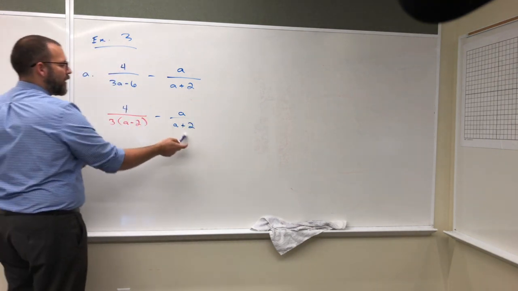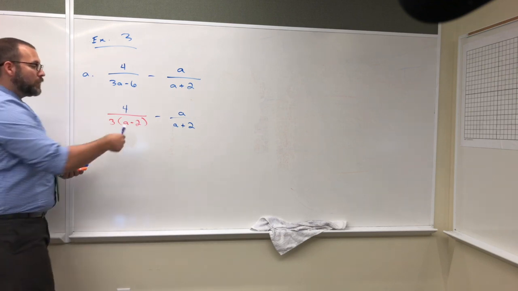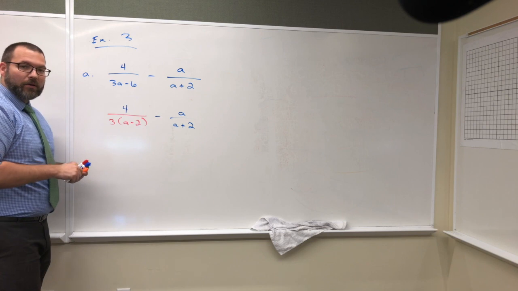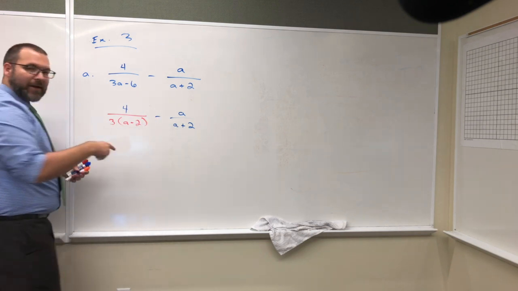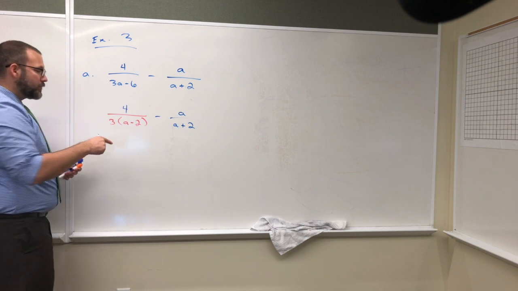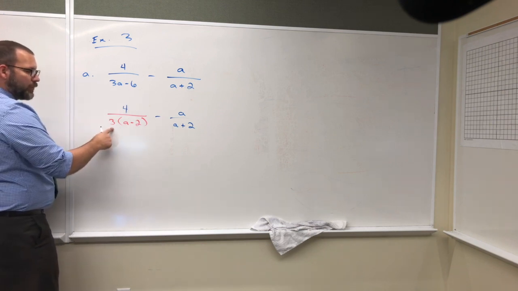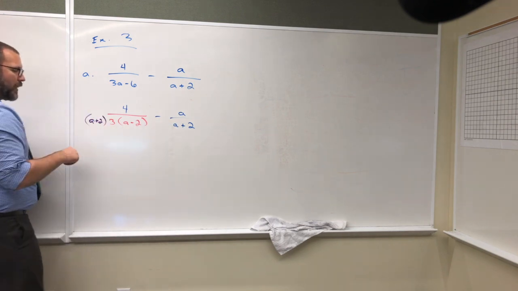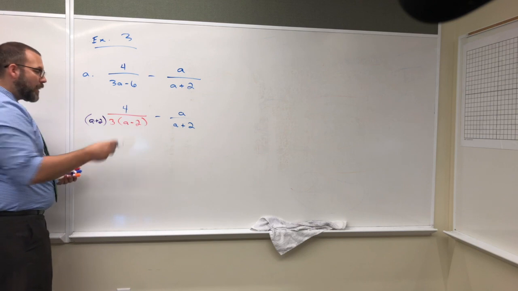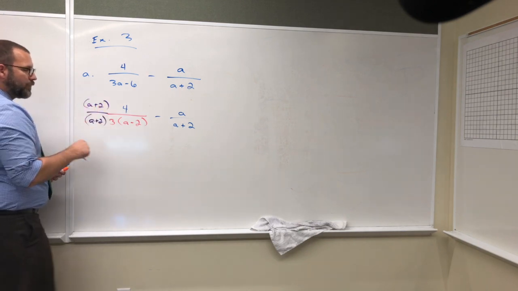Anytime this happens where you have no common factors whatsoever, your least common multiple just has to be the product of everything. So I'm just going to make sure each one of these three factors is represented in my denominators. This one obviously has 2 of the factors because that's where it came from. That's what we started with. But it's missing the a plus 2. So I'm going to multiply by an a plus 2. And if I do that in the denominator, I'm also going to do it in the numerator.